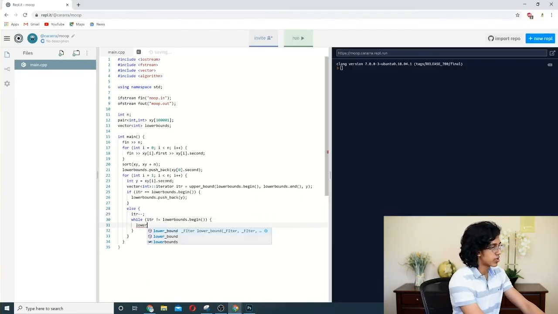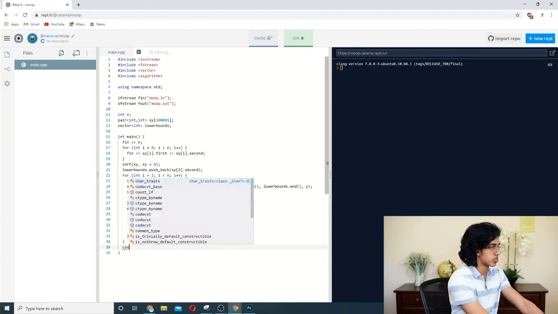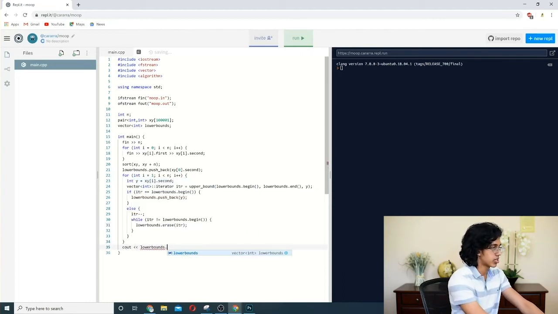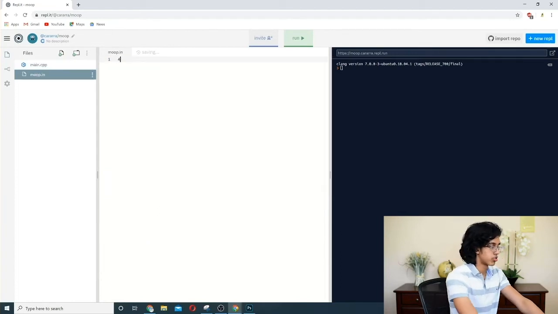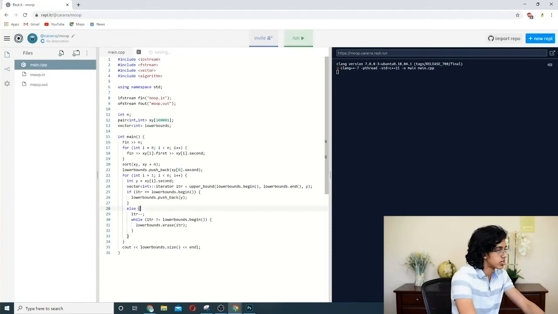So then we do lower bound dot erase, and then, is erase the right one? I'm pretty sure it's erase. And then at the very end, we just literally cout lower bound dot size. Nice. Let's test it out. So 4, 0, 1, 1, 0, negative 1, 0, 0, negative 1. Okay. Whoop. Iter minus minus, boys. Okay. Now it should work.